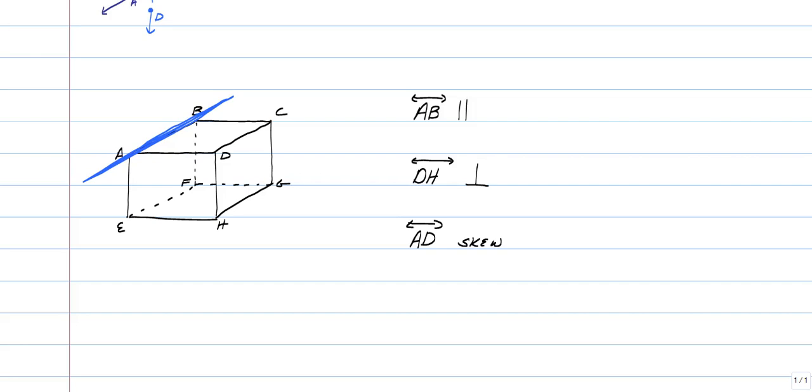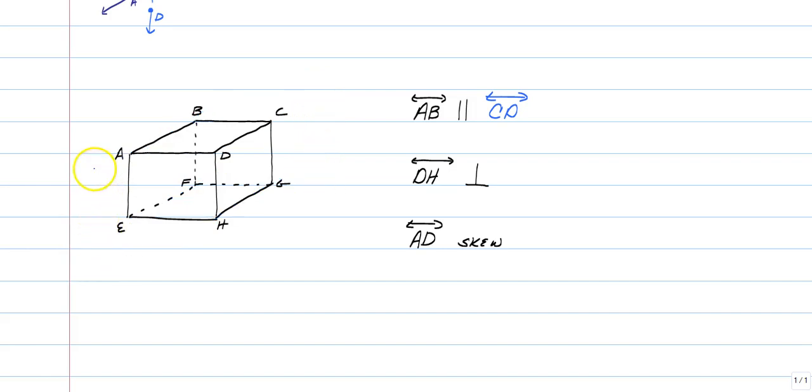And if you said CD, you would be correct. So is HG. So is EF. Any line that's going front to back in this figure would be considered parallel. Okay?